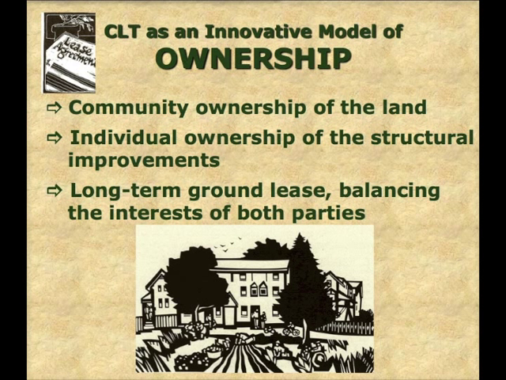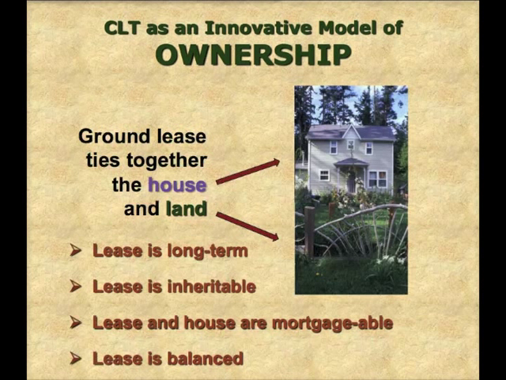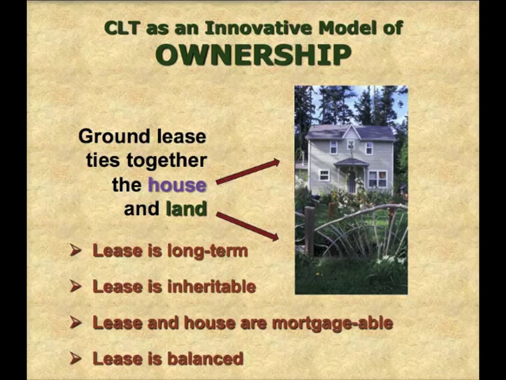These structures may already exist when the CLT acquires the land, or they may be constructed years later. A ground lease knits these ownership interests together. This is not your typical landlord-tenant agreement. The CLT ground lease lasts for a very long time, often 99 years. It is mortgageable, inheritable, and protects and balances the interest of both parties.